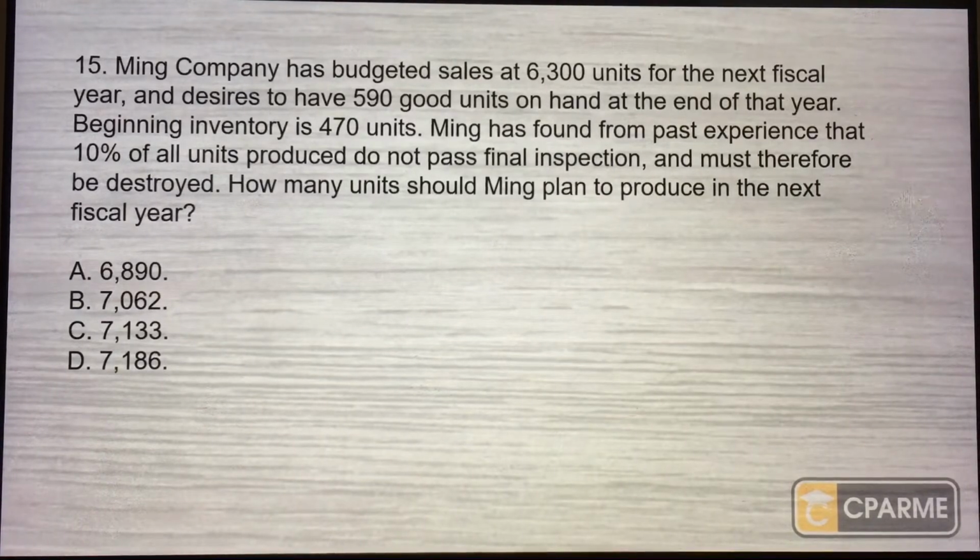How many units should Ming plan to produce in the next fiscal year? So number of units produced again. Ming Company has budgeted sales at 6,300 units for the next fiscal year and decides to have 590 good units on hand at the end of that year. The beginning inventory is 470 units. Then Ming has found out from past experience that 10% of all units produced do not pass the final inspection and must therefore be destroyed. So how many units should Ming plan to produce in the next fiscal year?